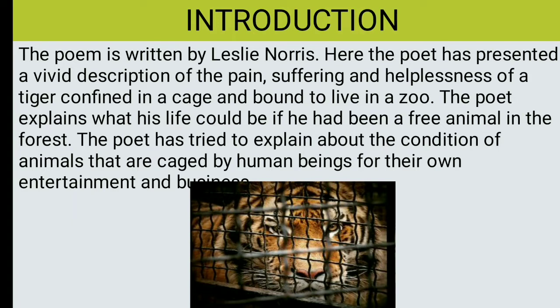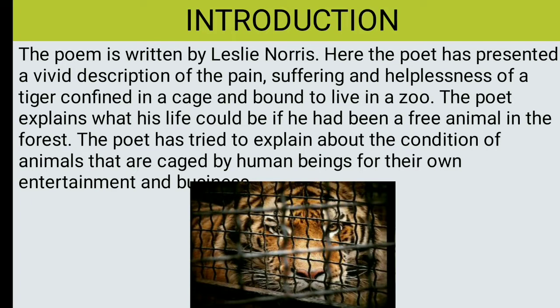In this poem, a tiger is the leading character. He is in the main role here. The whole poem revolves around the life and the situation of a tiger. In this poem, the poet has depicted the plight and misery of a wild animal who is locked behind a cell, or you can call it a cage, in a zoo.